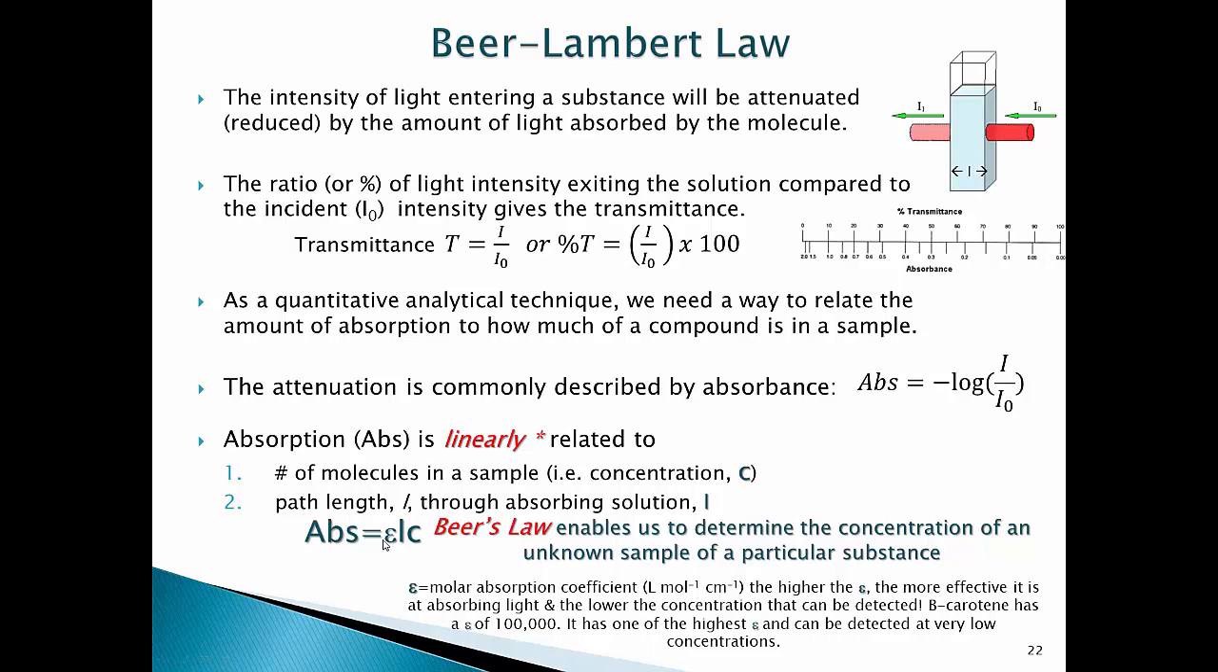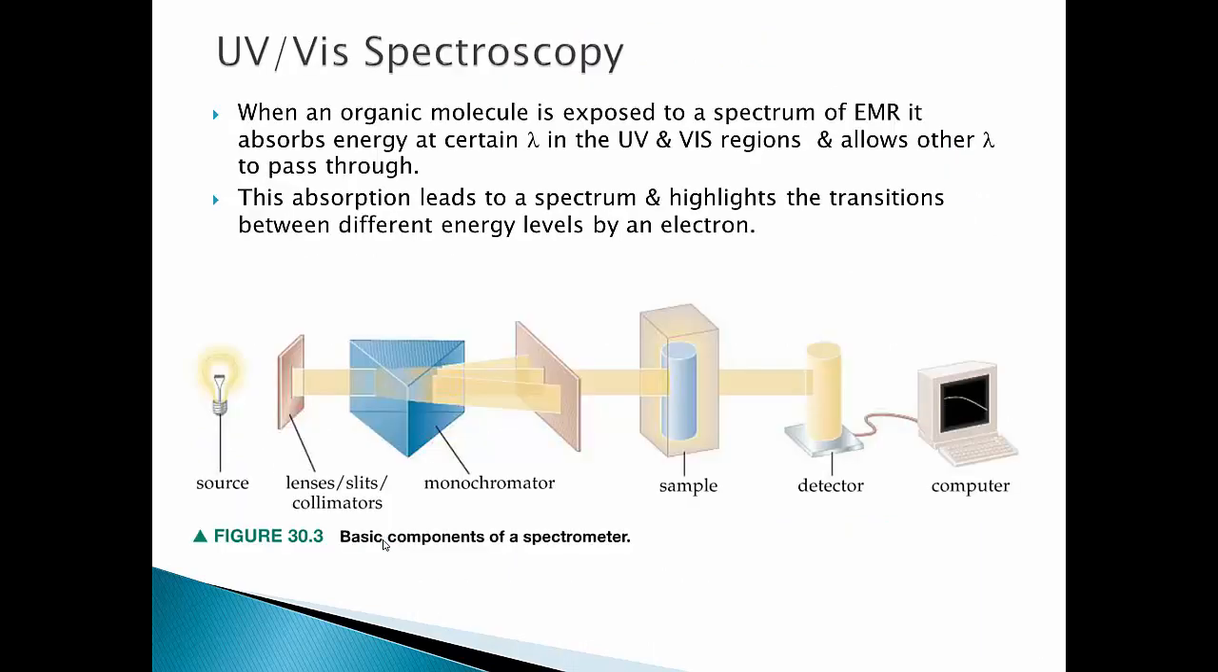So the higher the E value, the more effective it is at absorbing light, and the lower the concentration that can be detected. So this is a constant per particular compound. So each compound has a different epsilon or molar absorption coefficient. Okay, and we use this relationship to work out how much is in something. So we can do various concentrations and plot a standard curve, which we've done before in the lab.